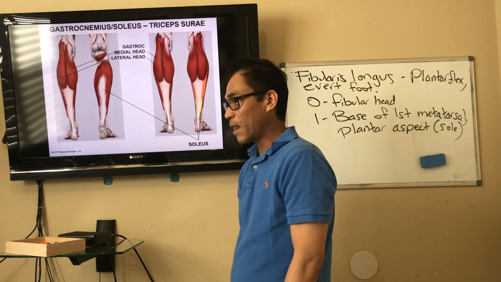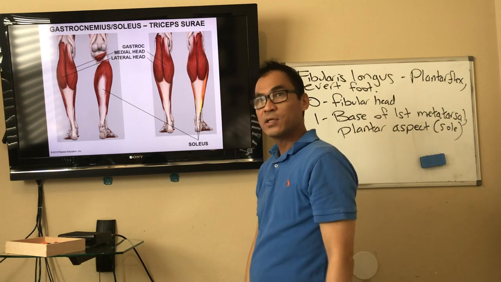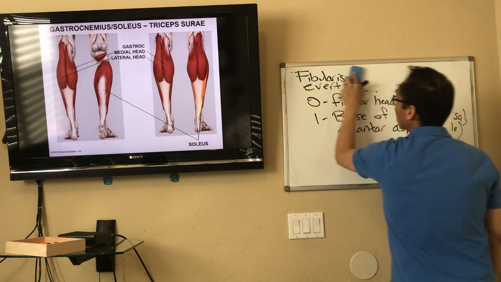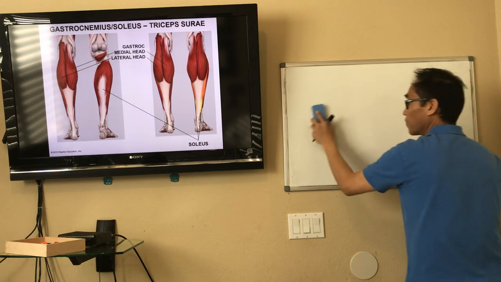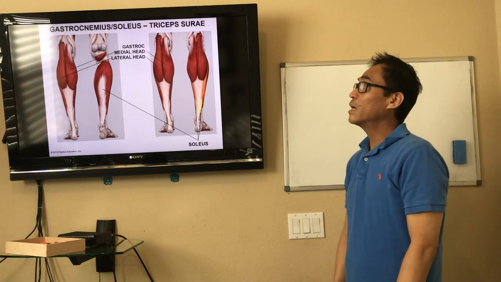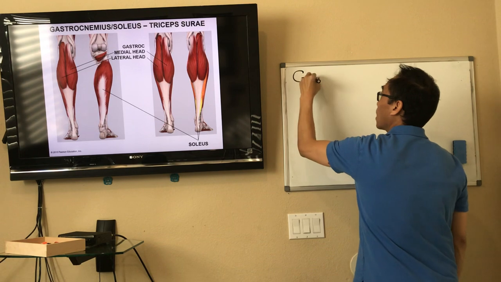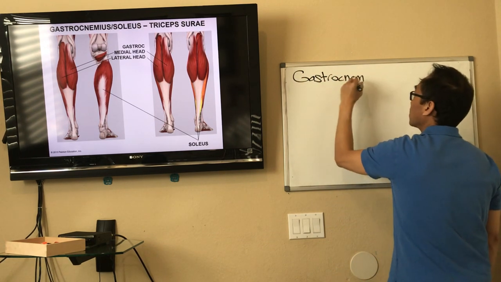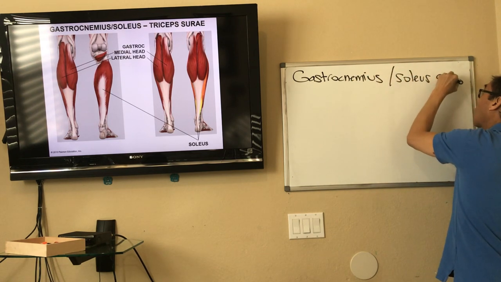Moving on to the last muscle group, the posterior leg, the triceps surae, or the gastrocnemius soleus complex. It's the posterior leg, so we know it's the tibial nerve, that's the innervation. And we know this group can plantar flex. This is your big calf muscle, the gastrocnemius soleus complex.